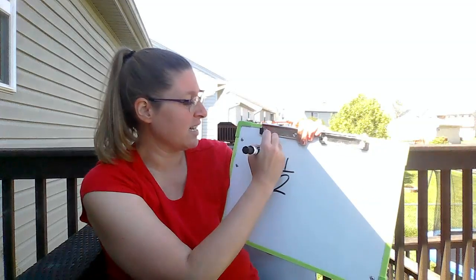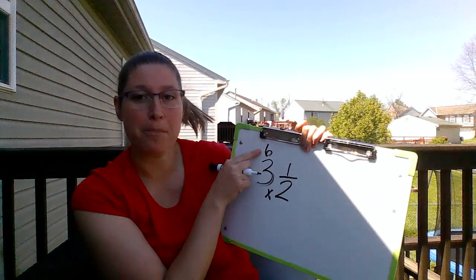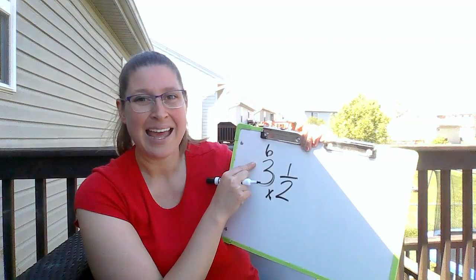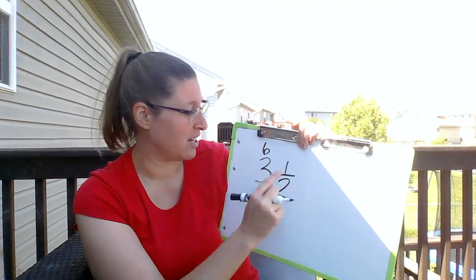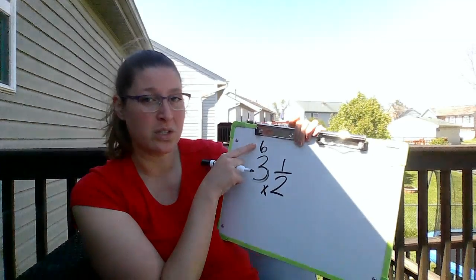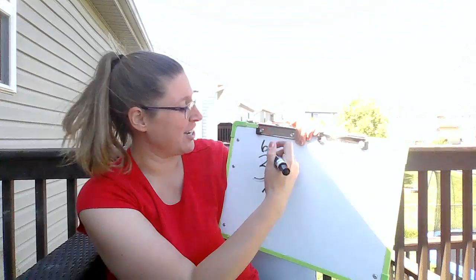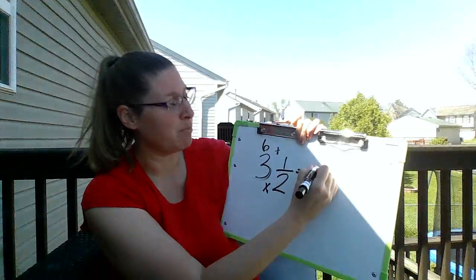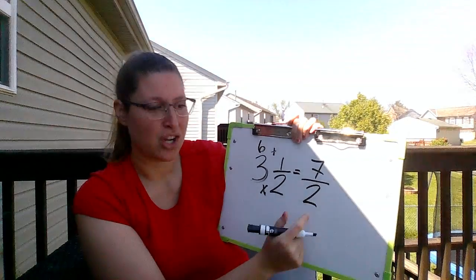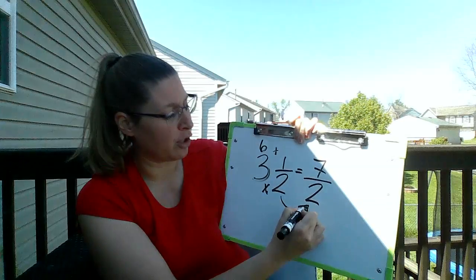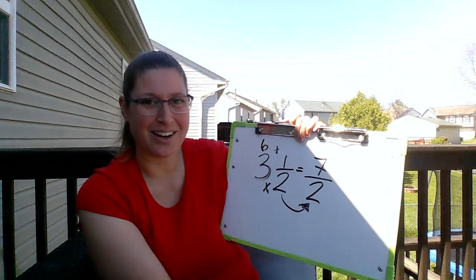2 times 3 is 6, and I'm going to put my product right above my whole number. Then I'm going to add the 1 piece left over from my fraction. So the 6 pieces from my wholes plus the 1 in my fraction is going to give me 7 pieces. But the size of my whole doesn't change, so I'm just going to bring over the 2 in my denominator.